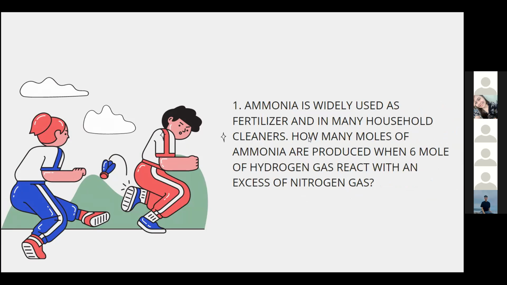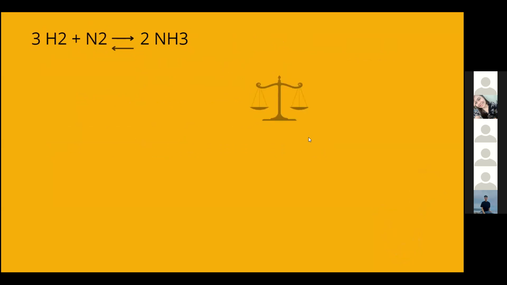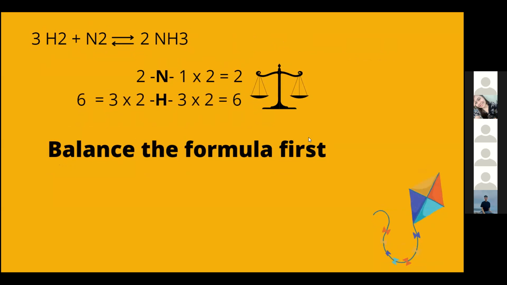So next slide, please. We have here hydrogen gas plus nitrogen gas will yield ammonia, or NH3. This equation is clearly not balanced, therefore we are going to balance it. We are going to place 3 at the hydrogen gas and 2 for ammonia. And now that the equation is balanced, we can proceed to the calculation.